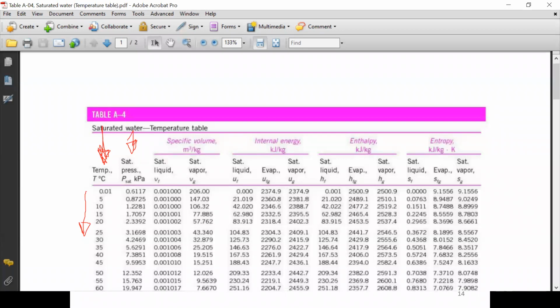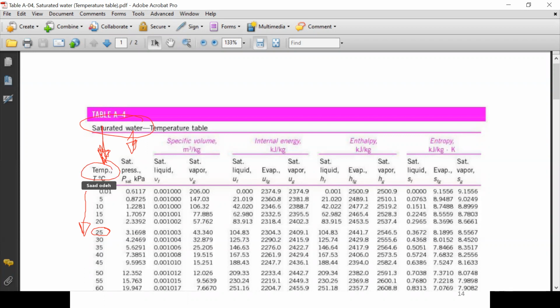So what does this mean? If I take, for example, 25, of course, this is for water only. We call it the saturated water temperature table. Why do we call it a temperature table? Because the first column is temperature. So what do you need to do here? If you have temperature in the question, immediately you know that you need to go to the temperature table, not the pressure one. If you have pressure, then you go to the pressure table.